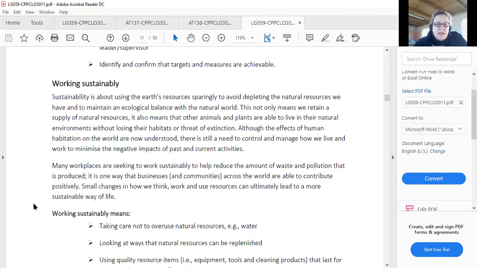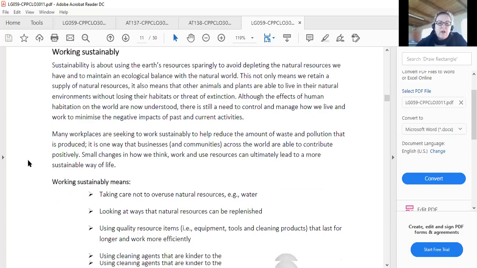Although the effects of human habitation on the world are now clearly understood, there is still a need to control and manage how we live to minimise the negative impacts of past and current activities. Many workplaces are seeking to work sustainably to help reduce the amount of waste and pollution that is produced. It is only one way that a business or a community across the world are able to contribute positively. Small changes in how we think, work, and use resources can ultimately lead to a more sustainable way of life.